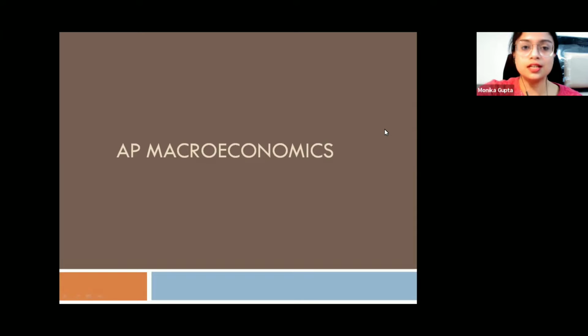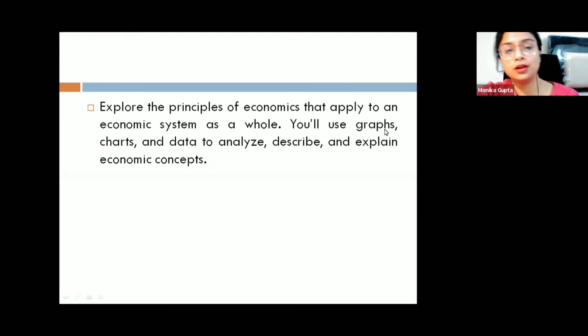As I've already discussed, economics is all about decision making. In micro, we were talking about decision making related to individuals. Now, when we are talking about AP Macroeconomics, we are going to talk about decision making related to the economy as a whole. So rather than talking about individual demand or market demand, we are going to talk about aggregate demand, aggregate supply, the demand of the whole economy particularly.